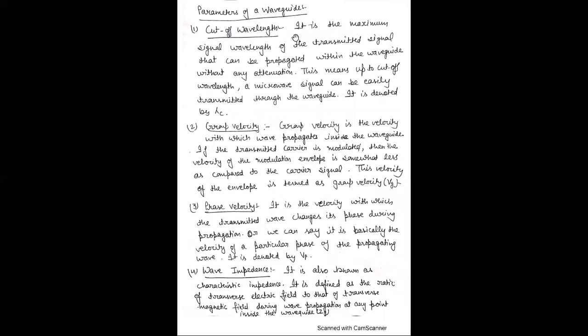Now the parameters of a waveguide. First is cutoff wavelength. It is the maximum signal wavelength of the transmitted signals that can be propagated within the waveguides without any attenuation. This means up to cutoff wavelength, microwave signals can be easily transmitted through the waveguide.